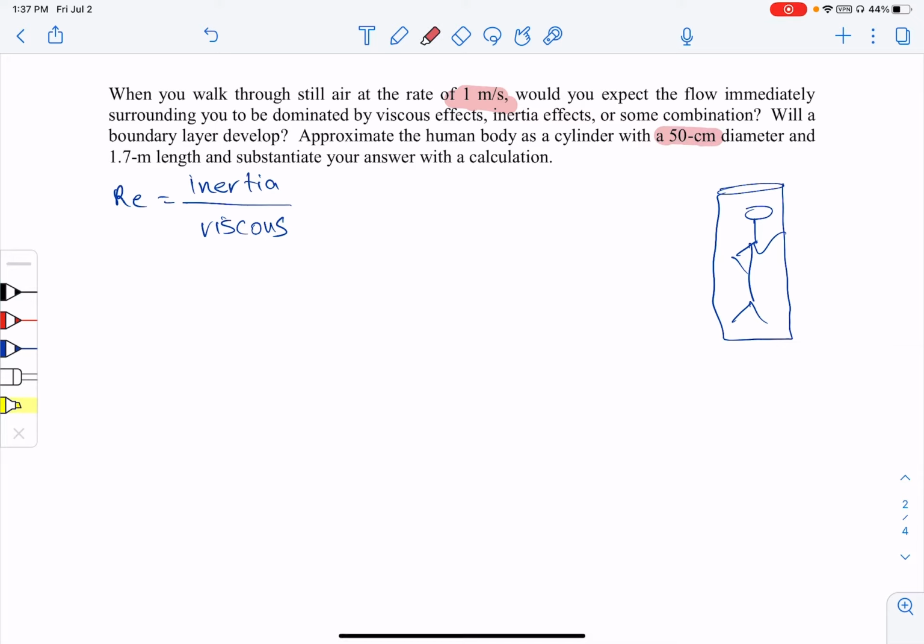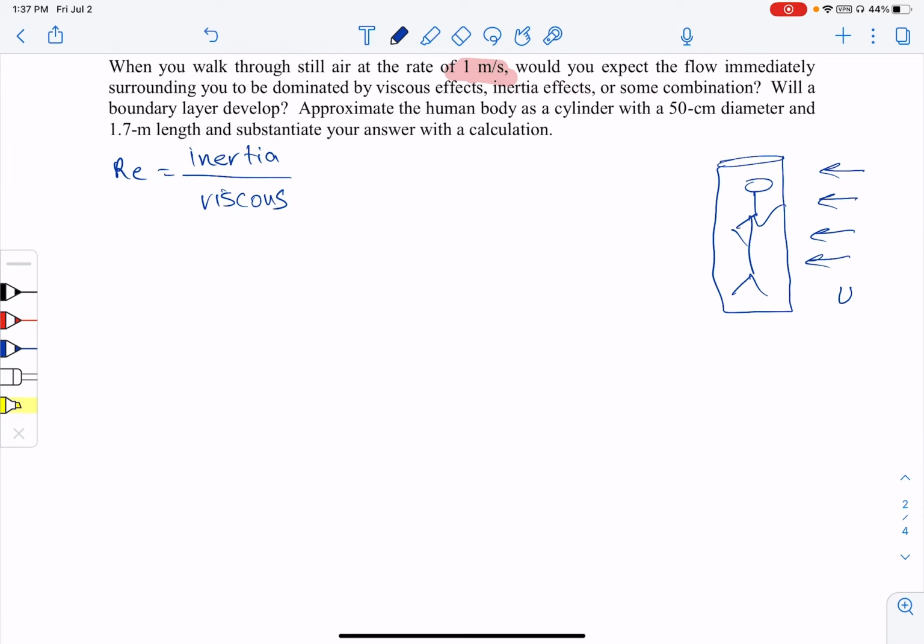Okay, now this is what we have, and let's say that the velocity is going toward the person, and let's say that the velocity is U, right? Also, it's air, right? So for the Reynolds number, which is UD over nu, we need to know the nu of the air, which is 1.46 times 10 to the minus 5 meter squared per second, right?